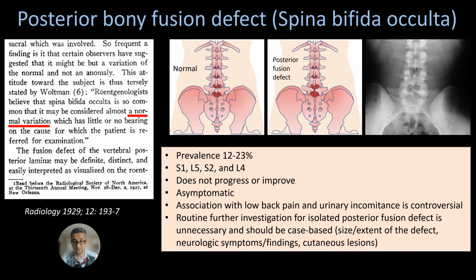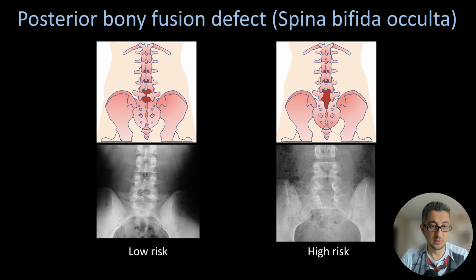Routine further investigation for isolated posterior fusion defect is unnecessary and should be case-based, depending on the size, extent, neurological symptoms, and associated cutaneous lesions. To give an example, there is low risk in this patient with a small bony defect in L5, maybe in the sacral vertebra as well, but in this one there is a very large defect in L5 and in the remainder of the sacrum, so there is high risk. I wouldn't further investigate this patient, but this patient warrants further investigation.